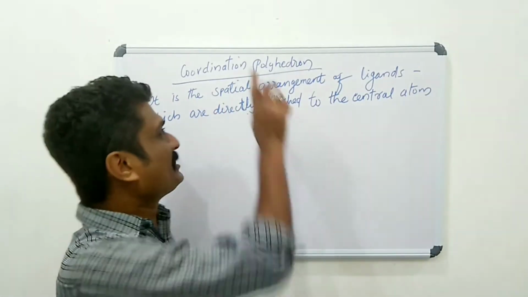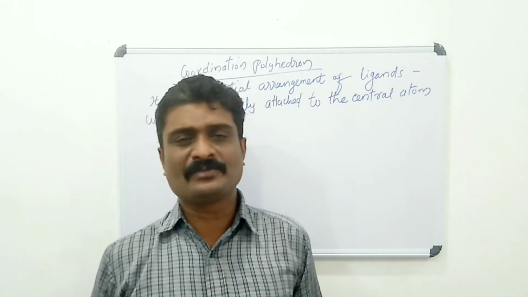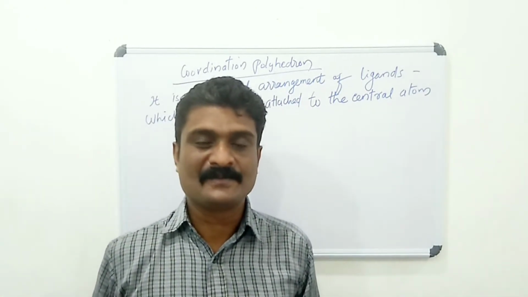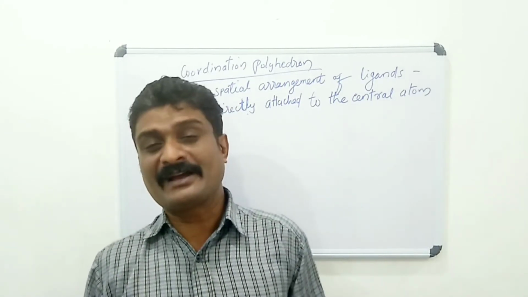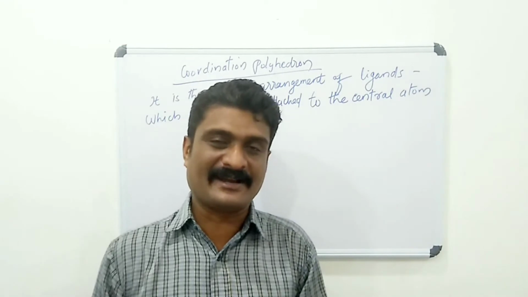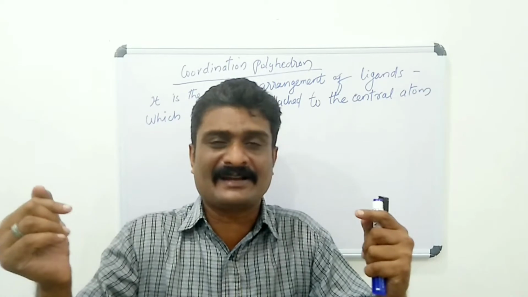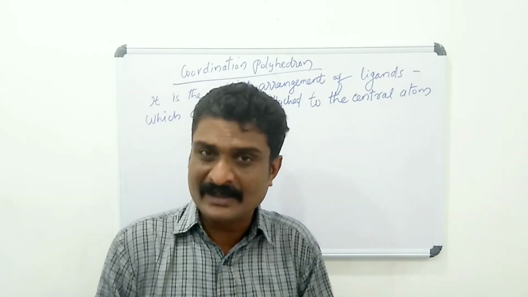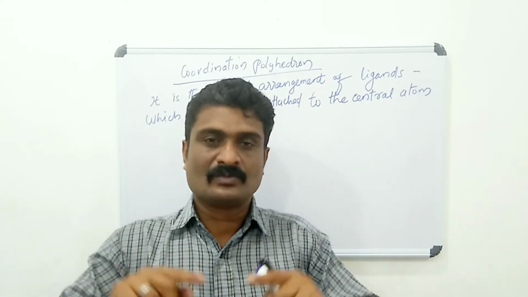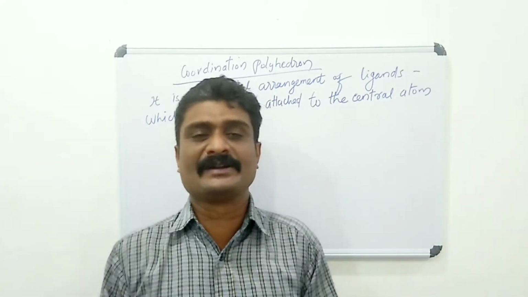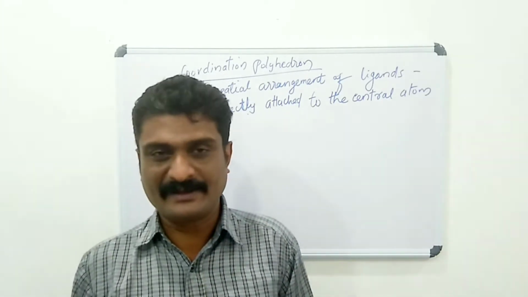The next important term is coordination polyhedron. Coordination polyhedron means the spatial arrangement of the ligands which are directly attached to the central atom. The ligands which are directly attached to the central atom are directed in space in some preferred directions to acquire stable geometry.